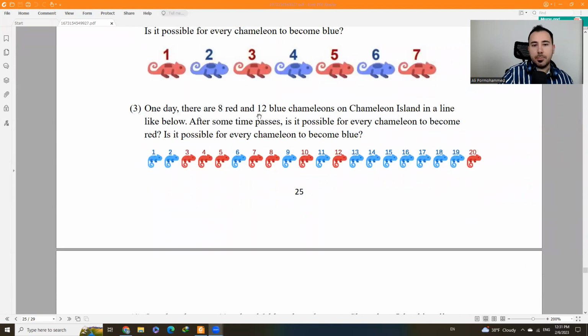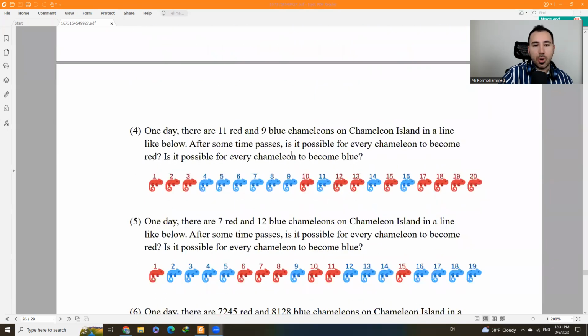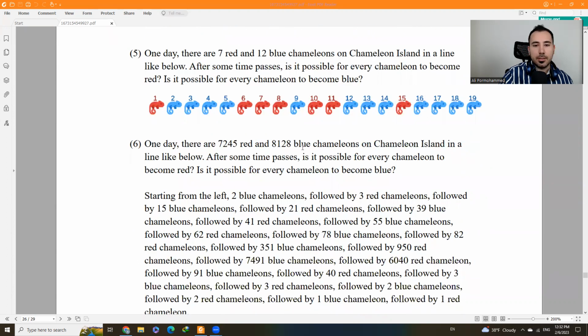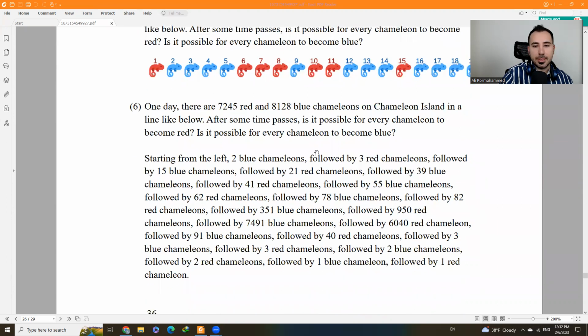Yeah, again, you see both of them are even. So yes, yes, yes, yes. Question 3, yes, yes, yes. Question 4, no, no, no, no. Why? Because both of them are odd numbers. Question 5, okay, 7 and 12. After 7, is it possible to make? Okay, again, no.